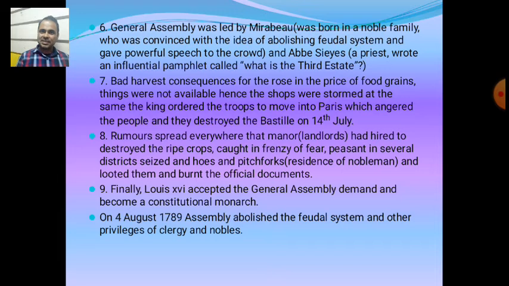In this way things were going, and when all these things were in process, what happened? France was hit with drought. There was a bad harvest, which resulted in a rise in the price of food grains. Things were not available, hence shops were stormed and looted. At the same time, the king ordered troops to move into Paris, which angered the people, and they destroyed the Bastille on 14th July 1789.